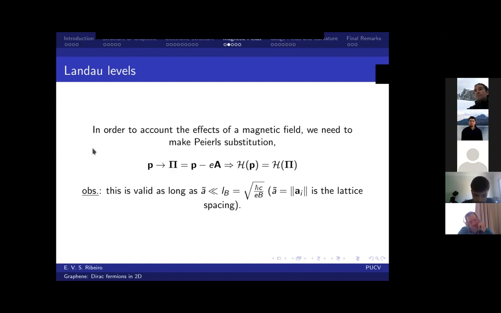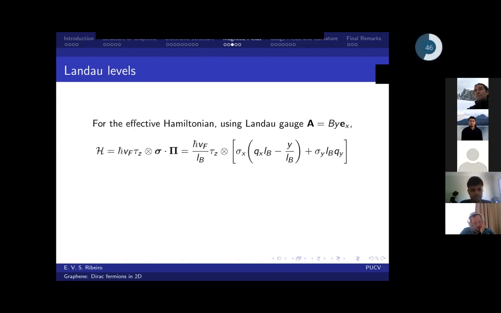So this substitution will be valid as long as this a tilde here is very small, is smaller than the magnetic length of the system. Okay, this a tilde here is basically the lattice spacing. So what's the norm of the lattice vectors that generate the lattice? So as long as this is happening, we can make the substitution.